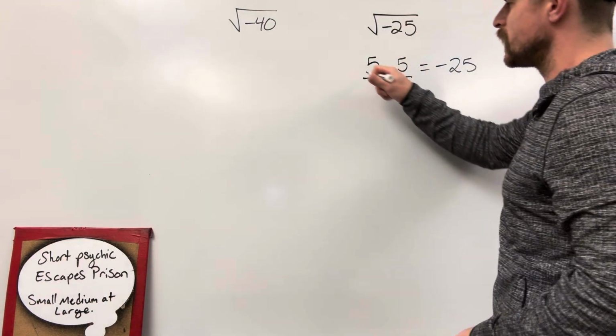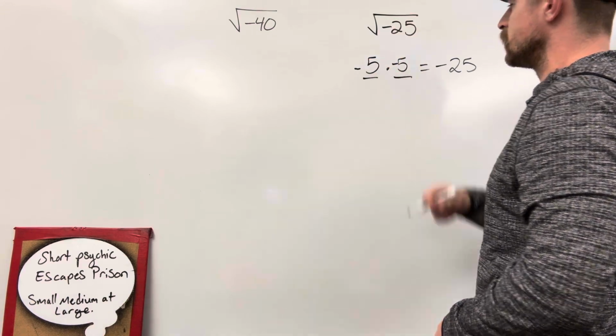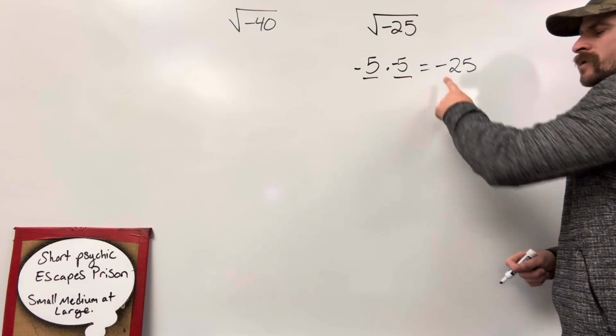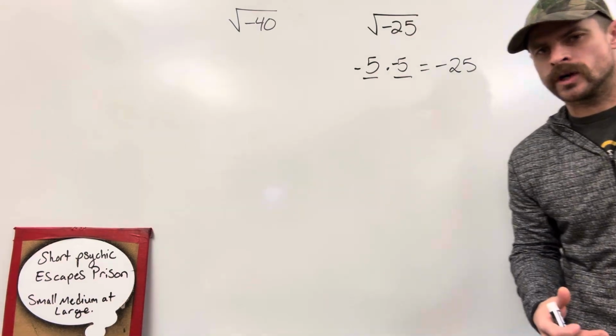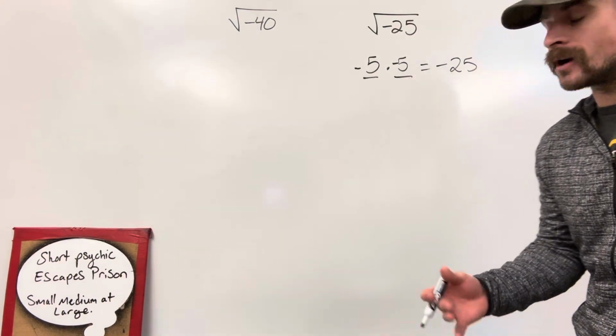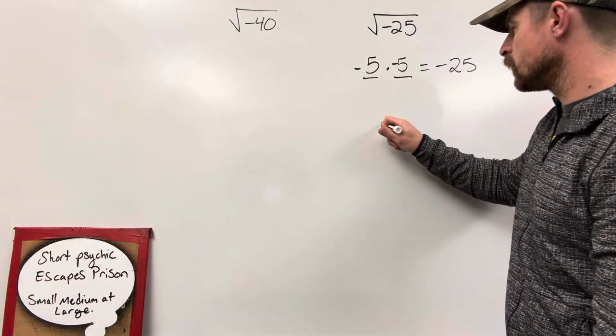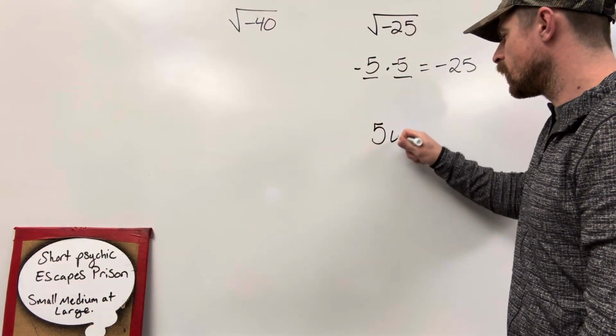Oh, let's just throw some negatives on it. Negative 5 times negative 5. What's a negative times a negative though? A positive. So there's really no way to make this work. So what we use is the letter i in math. What you would say for the square root of negative 25 is just that it's 5i.